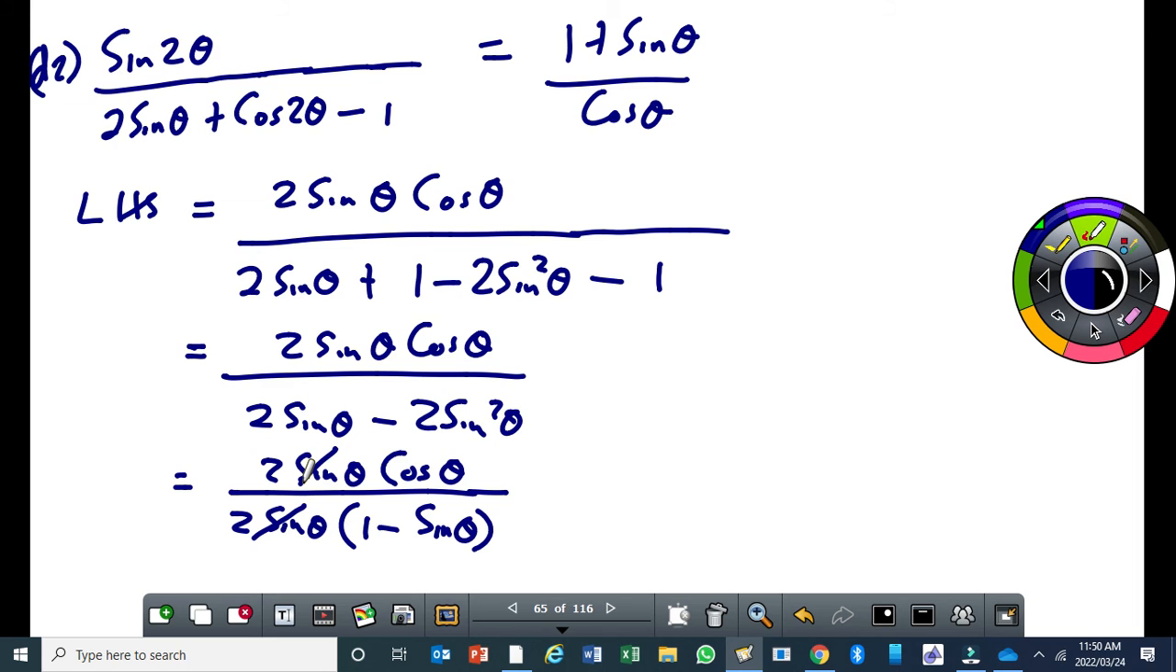Can I carry on? Yes. Okay. Cos theta over 1 minus sine theta.